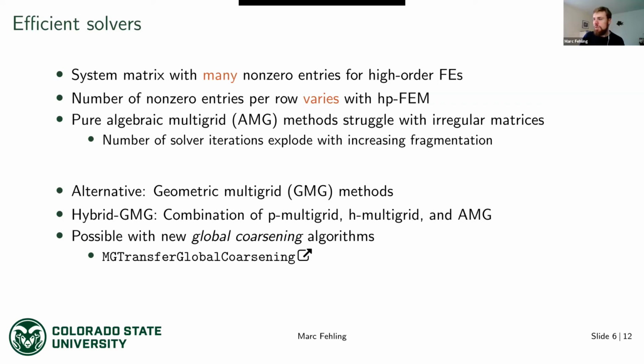So we propose an alternative for that, which are geometric multigrid methods, or to be more precise, a hybrid GMG approach, which basically combines p-multigrid and h-multigrid methods, and then uses an algebraic multigrid method to solve the coarse mesh. But I will describe that in the following slide in a small illustration. This kind of hybrid GMG approach is possible with the new global coarsening algorithms that Martin and Peter talked about in the earlier presentation. And we'll make use of this MGTransferGlobalCoarsening class in that sense.